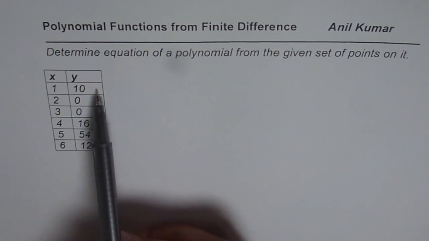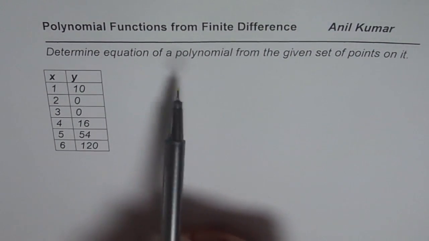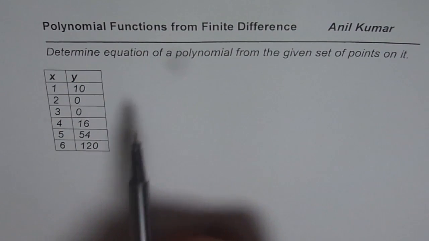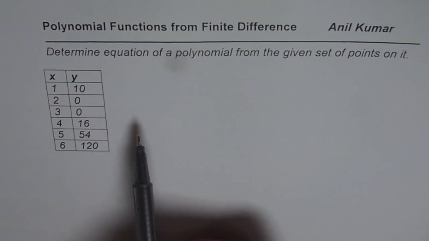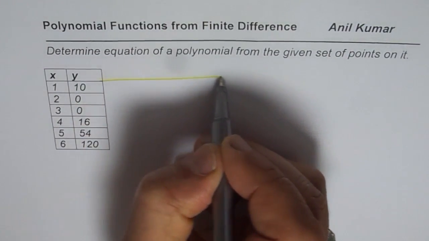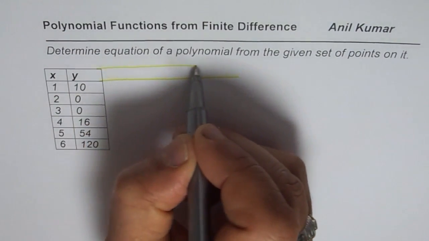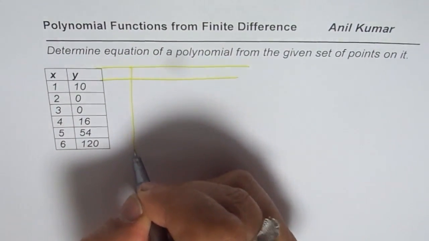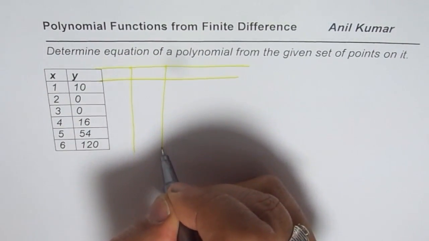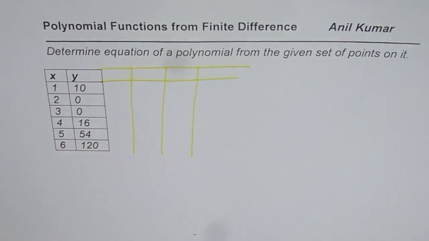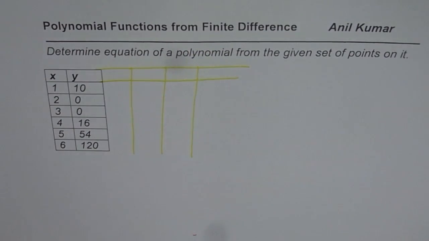Generally, to answer this question, we use the finite difference method, and depending on which finite difference is constant, we know the degree, and then we solve simultaneous equations. This process, as you know, is very time consuming and it leads to errors also. So I will show you the method, and I will also show you ways of solving it in a more efficient way.